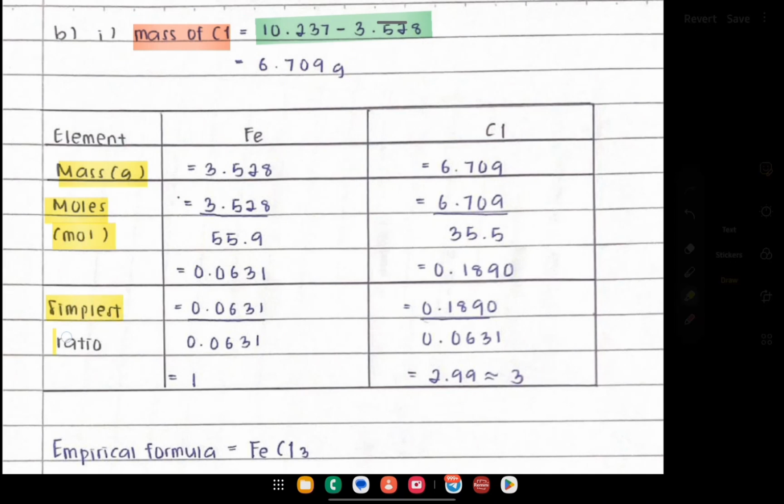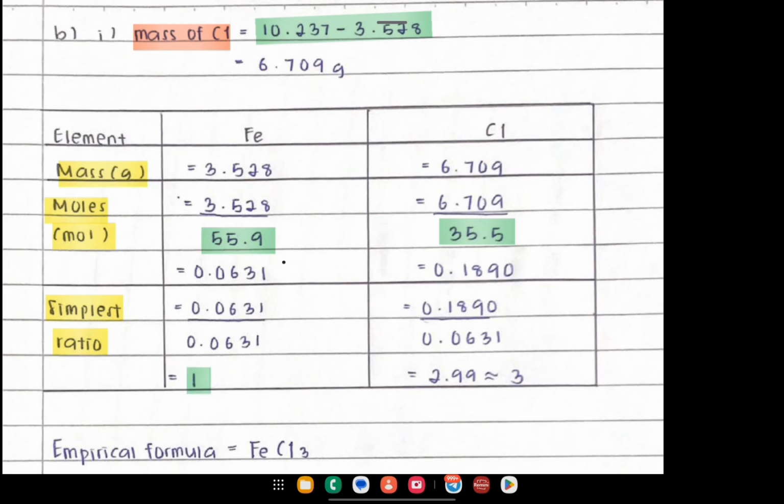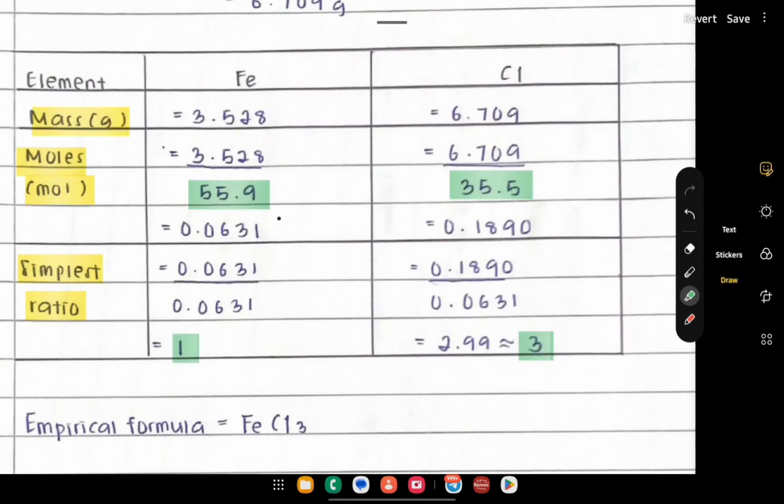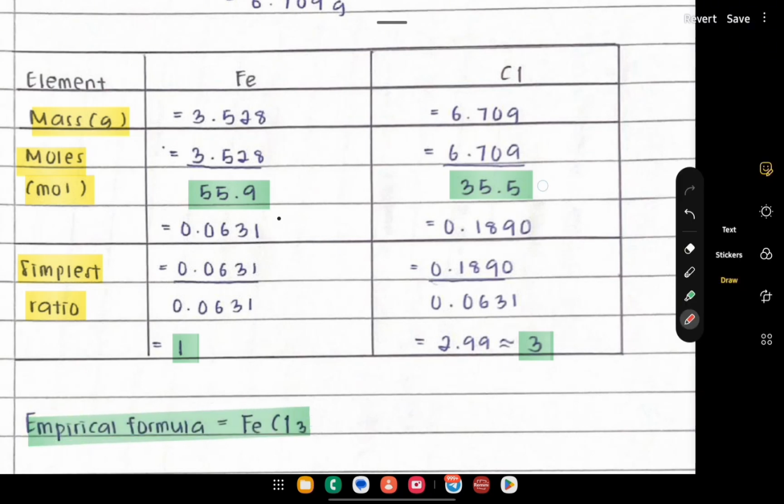Then we calculate the simplest ratio in the form of a table, which includes mass, moles, and simplest ratio. For moles, we will divide the mass of iron by the molar mass of iron, which is 55.9 gram per mole, and the same goes for chlorine, with molar mass 35.5 gram per mole. Lastly, for simplest ratio, we need to divide the moles by the smallest number of moles. For this question, iron has the smallest number of moles. So we got 1 for iron and 3 for chlorine. So the empirical formula is FeCl3.